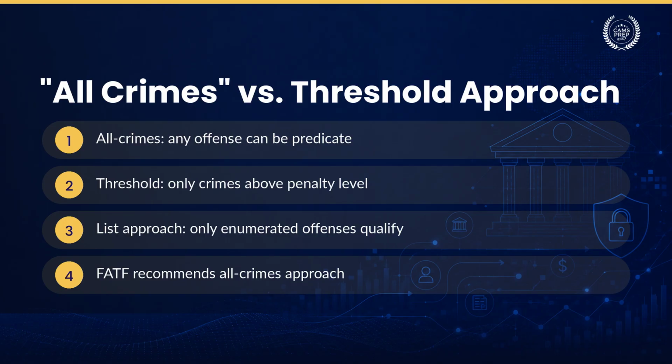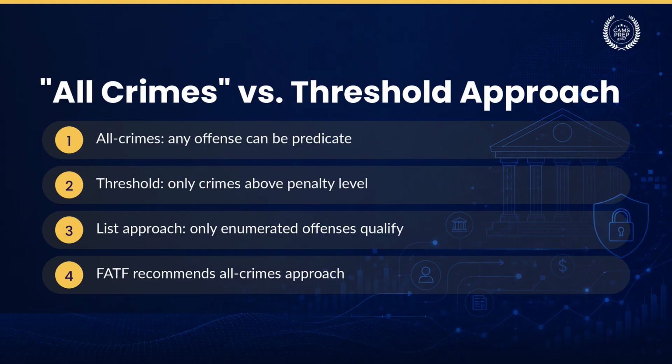An important distinction for the exam is how jurisdictions define which crimes qualify as predicates. The all crimes approach means any criminal offense can serve as a predicate. This casts the widest net. The threshold approach limits predicates to crimes carrying a certain minimum penalty, such as 1 year of imprisonment. The list approach only recognizes specifically enumerated offenses. FATF recommends the all crimes approach because it closes gaps that criminals could otherwise exploit. Under this approach, virtually any criminal proceeds trigger money laundering liability. Know which approach your exam question describes.